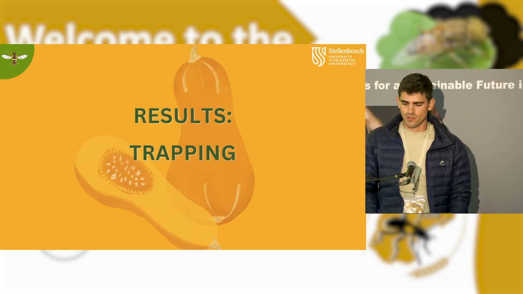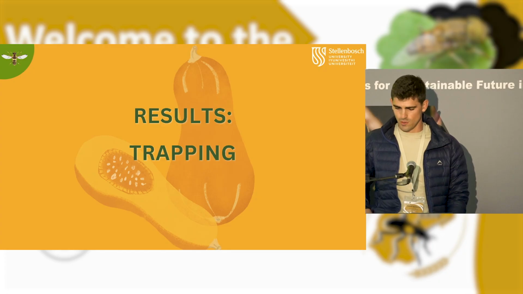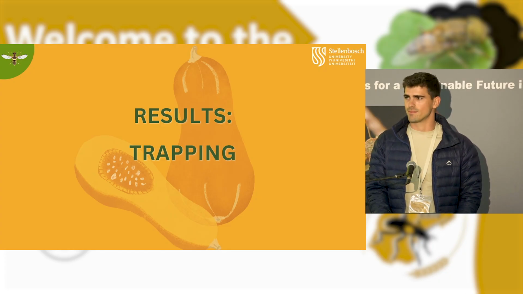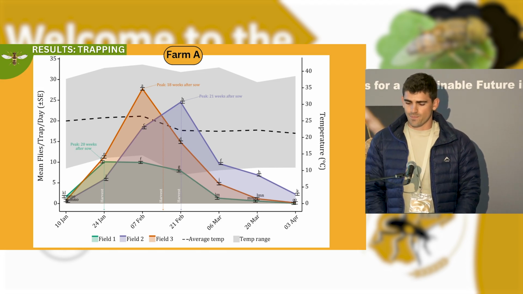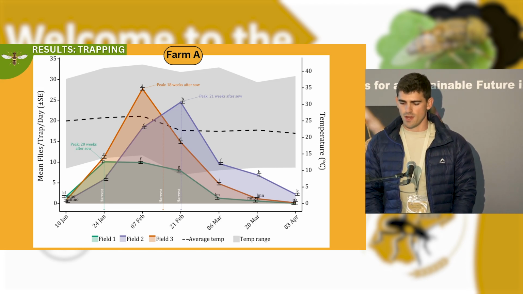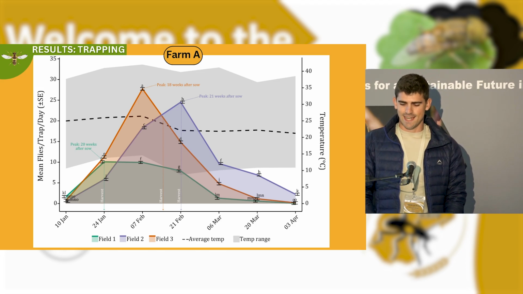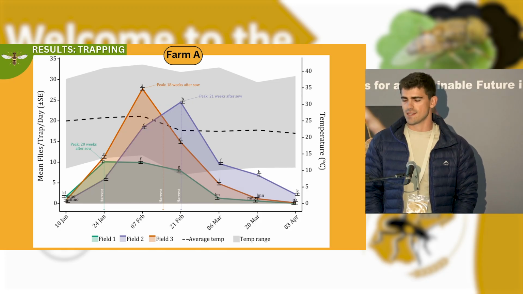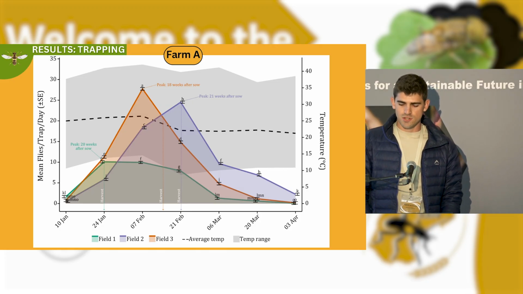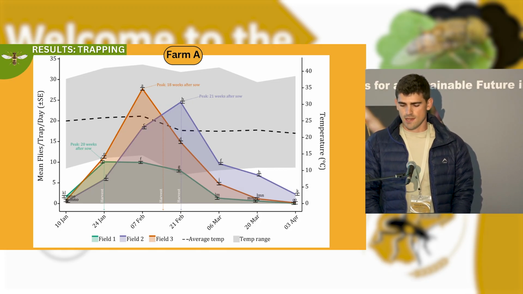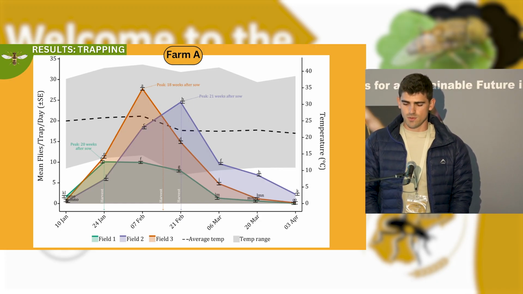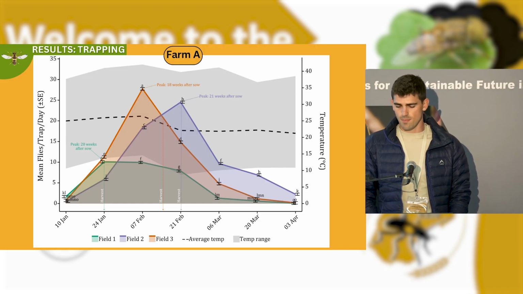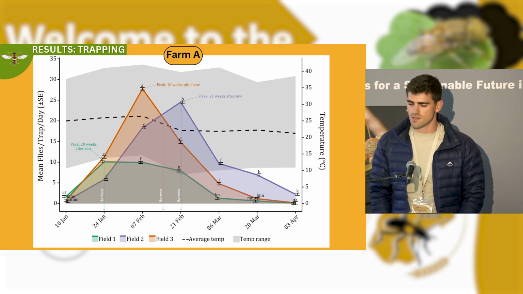Now moving on to the results. First we will look at bi-weekly trapping. This graph shows Farm A, with mean flies per trap per day on the y-axis and trap service dates on the x-axis. And in the legend we have the 3 fields as well as temperature range and mean. At this site, we see a clear difference in the trap count trends across the 3 fields.